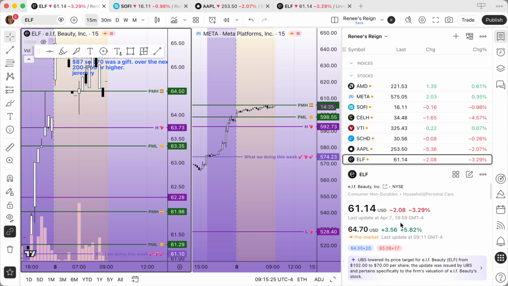So what does that tell me? Yesterday, ELF went down $2, but because the president just made an announcement that he's giving Iran a 2 week reprieve to open up the strait, investors got happy, and overnight when this came out, all of a sudden, ELF has popped up $3.56 a share. So this kind of gives me some insight here.